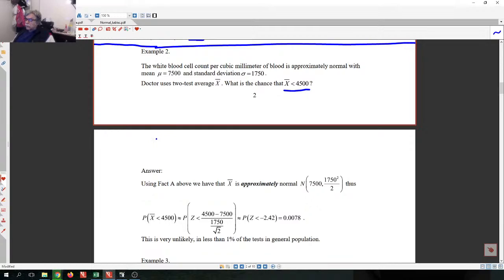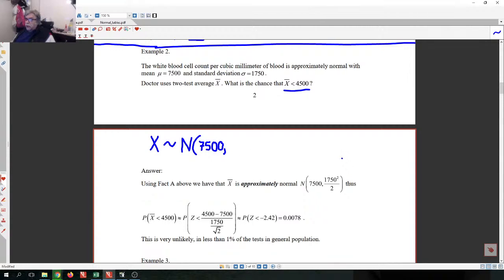So what do we know? Well, we know that X, a single blood test count of white blood cells, is approximately normal. The problem says so. And it has the mean of 7,500. Now you can say, how can that be normal when it's a count? Well, nobody really counts blood cells. We just estimate that based on density or the weight.